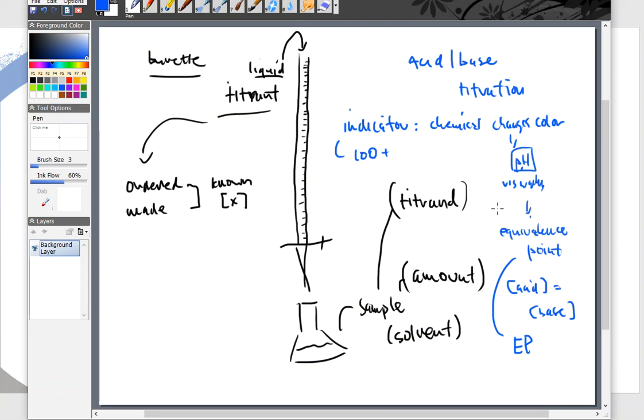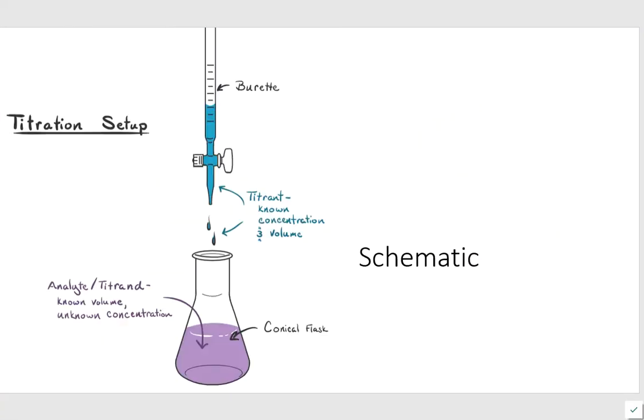All right, folks. So there's your terminology lesson. Big words, I know, big words, but we got to get used to them because we are going to be dabbling in the world of titration for quite some time.